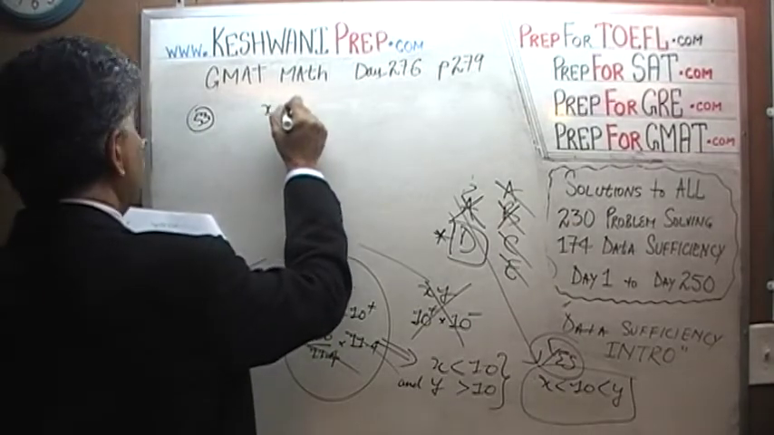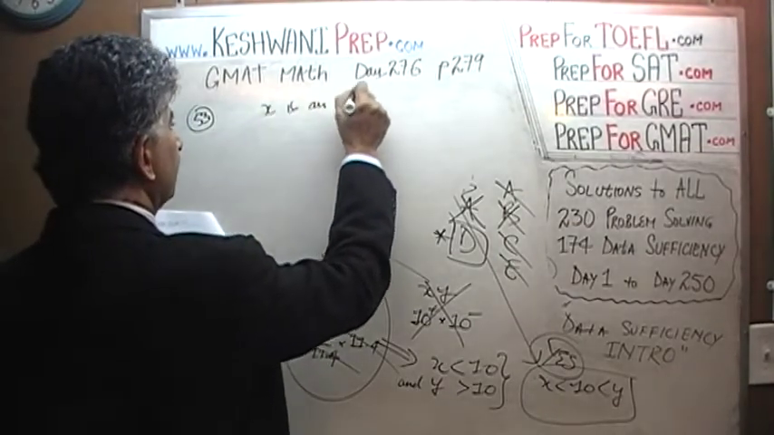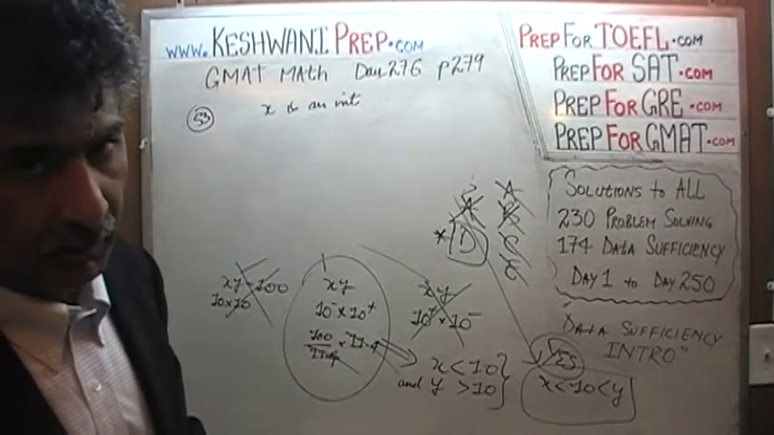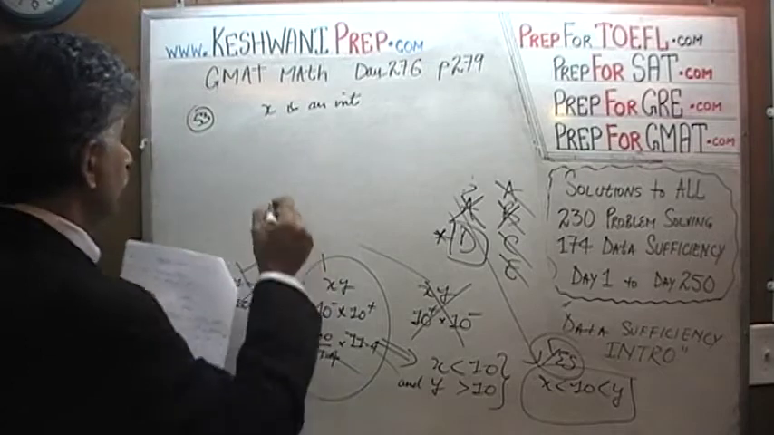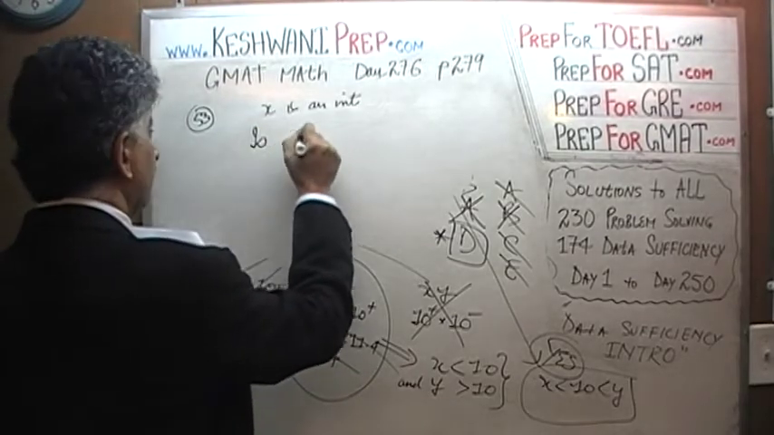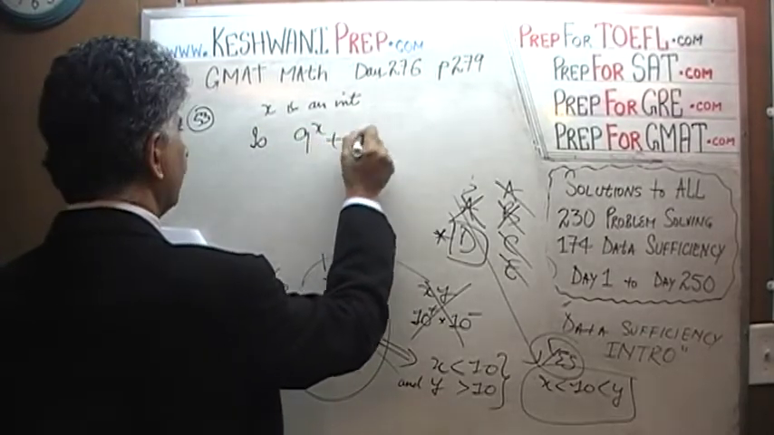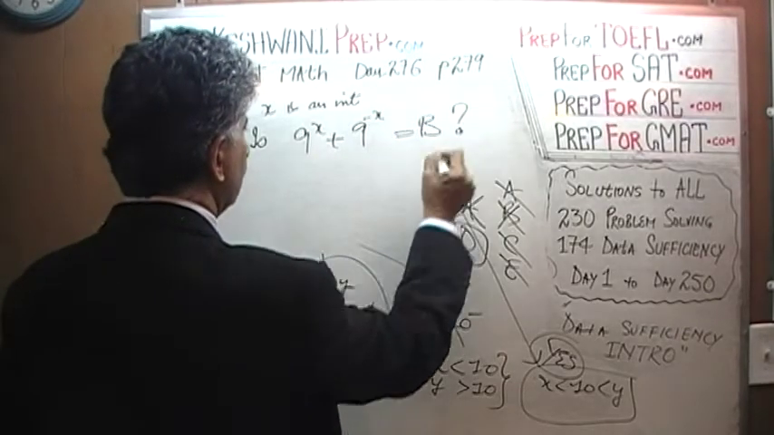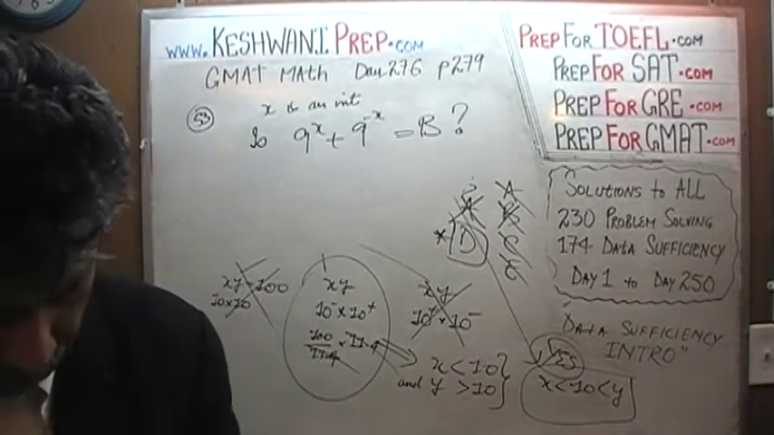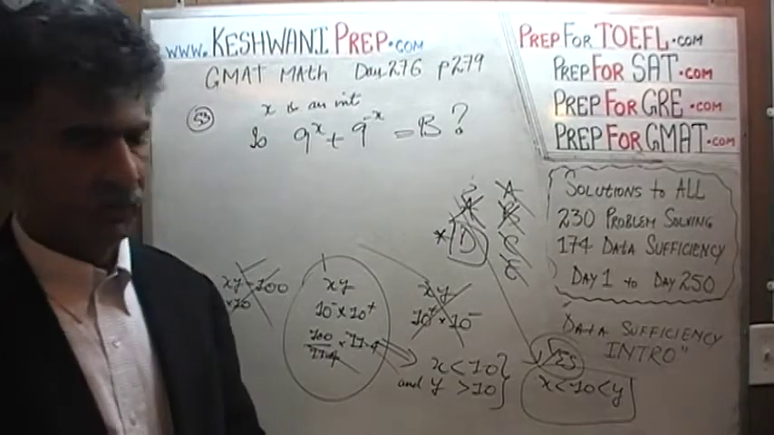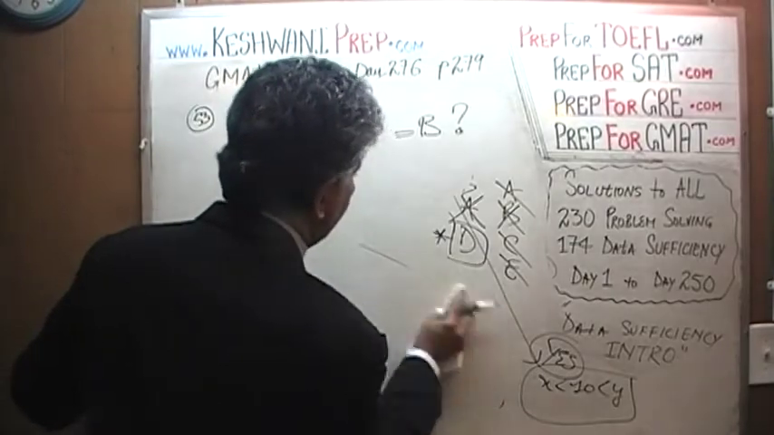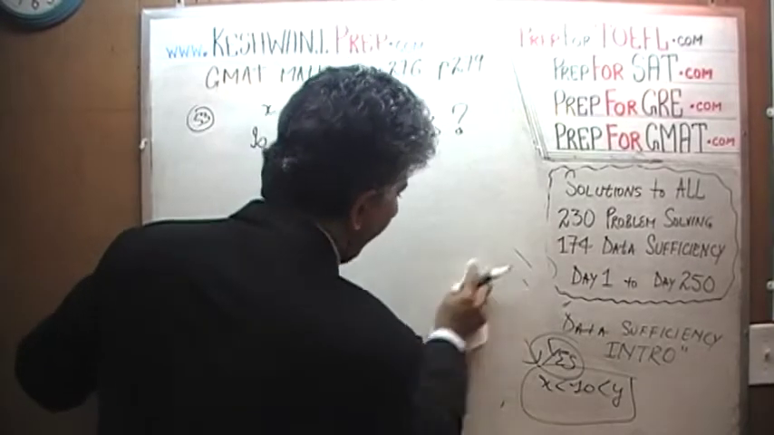X, we are told, is an integer. So here we are told that x is a whole number. The question is, is 9 raised to x plus 9 raised to negative x equal to b? Oh, what an interesting question. What an enigmatic, esoteric question.